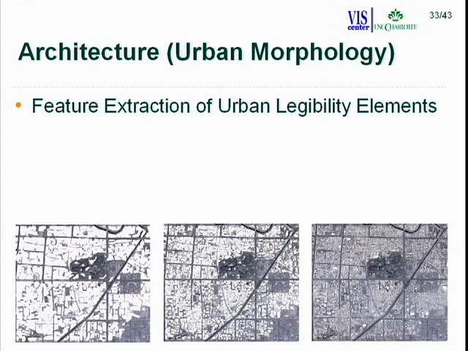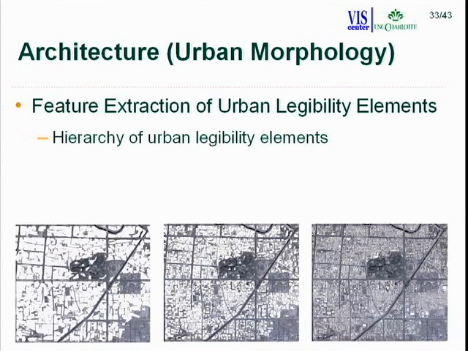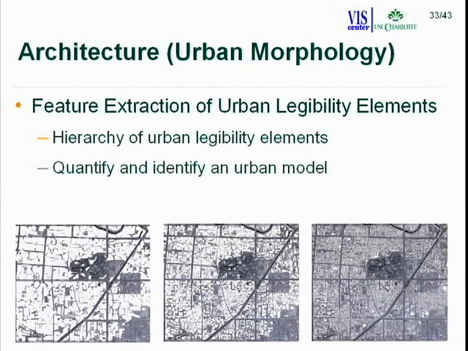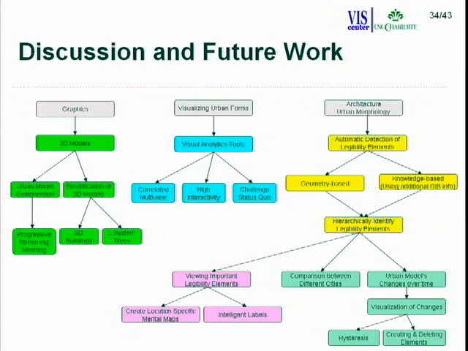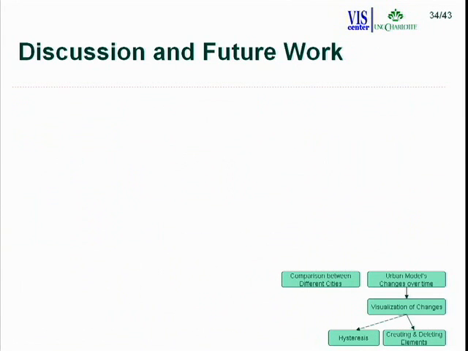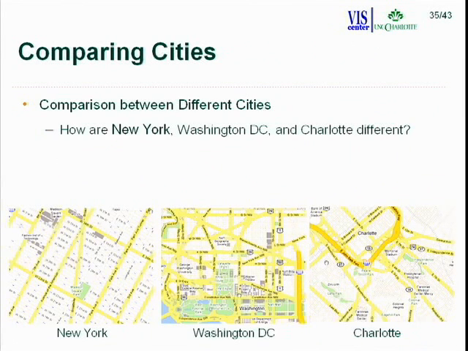And eventually, you'll get all the way from the very, very important features down to the very, very fine-grained level of detail. And what that gets us is now we can have a ranking or a hierarchy of urban legibility elements, starting with the most important to the least important. And this allows us to be able to quantify and identify an urban model. In other words, this allows us to actually have some semantic understanding of the model that we're looking at. And this is important because if we can start to do this, then we can start comparing between cities.